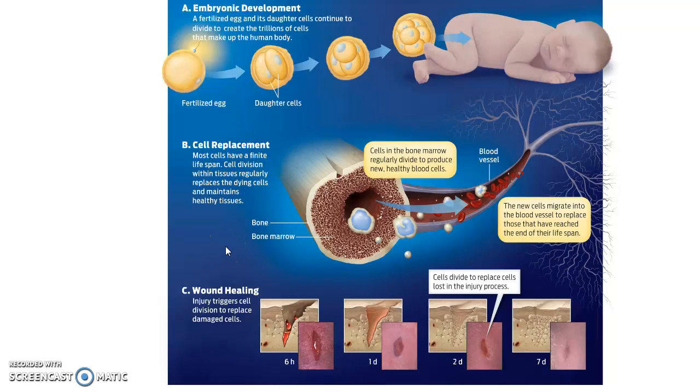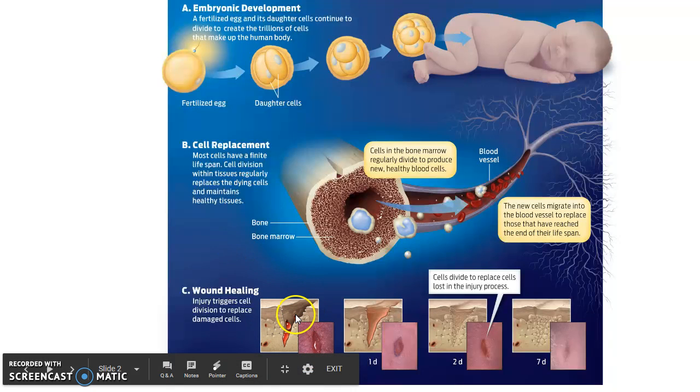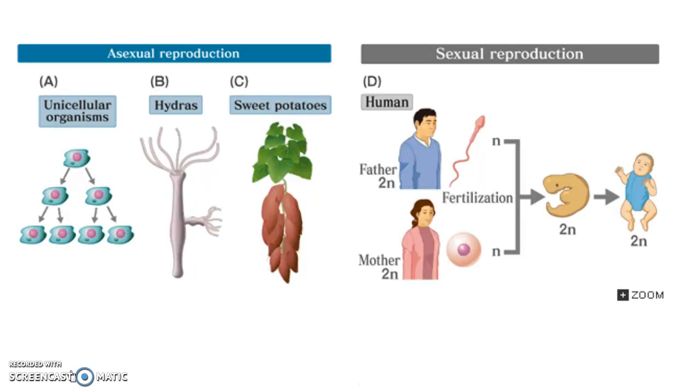The third reason for cell division is for wound healing or repair. So anytime a part of your body gets damaged, cell division will occur to repair that damaged area. The final reason for cell division is for reproduction. There are two different types of reproduction. We have asexual reproduction and sexual reproduction.